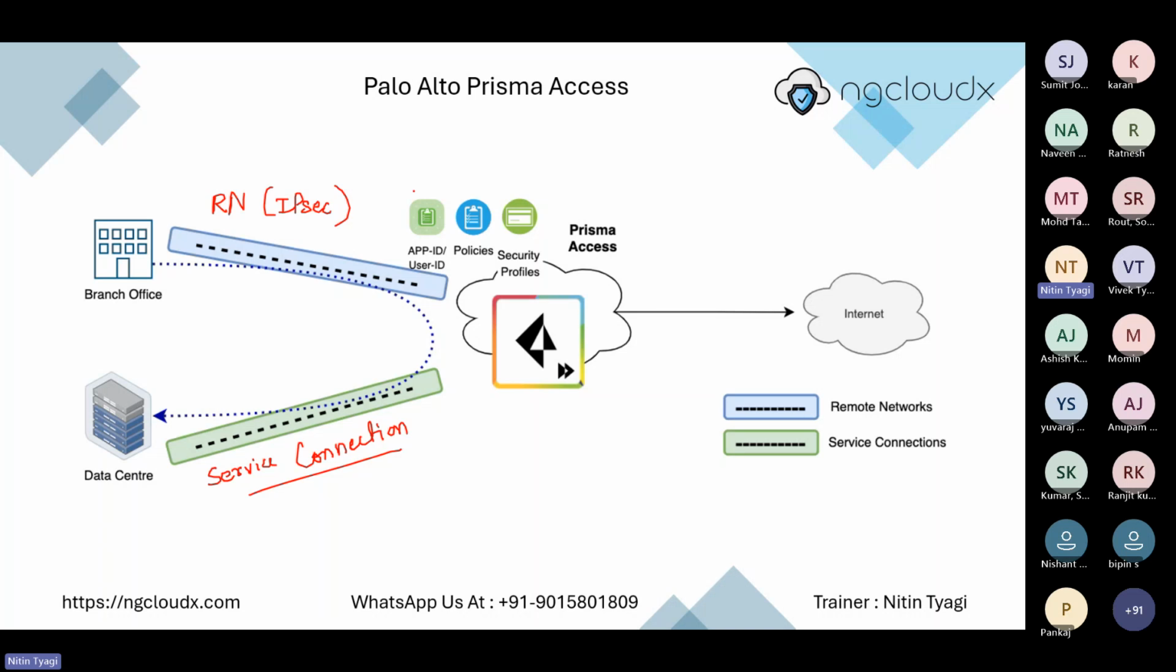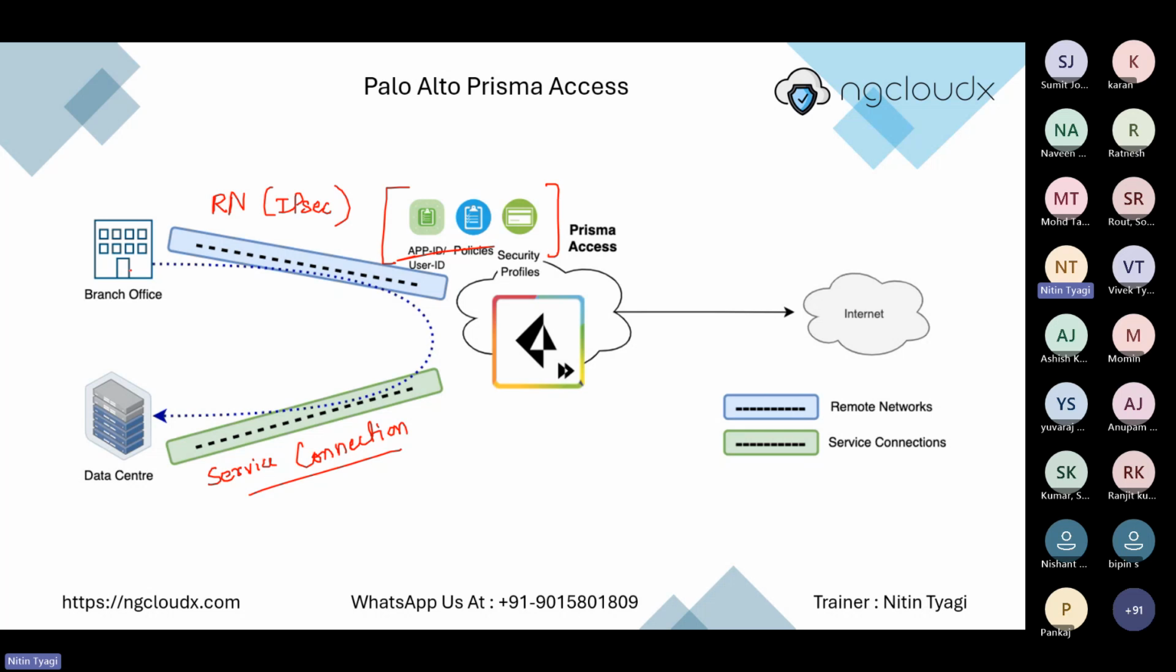These are the features which you get: App-ID, User-ID, policies, all that stuff. So whatever you get inside a Palo Alto firewall, the same feature set you get inside Prisma Access. Okay. So you're getting the same sort of security posture that you get inside a Palo Alto next generation firewall. And these nodes are nothing but VMs only, Palo Alto VMs, which get spun up inside the cloud.